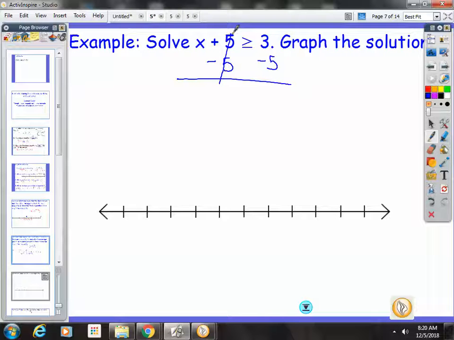Alright, so I subtracted 5. What do I have left? Well, I have x, greater than or equal to, 3 minus 5 is negative 2. The inequality symbol doesn't change at this point. We haven't done anything to affect it.